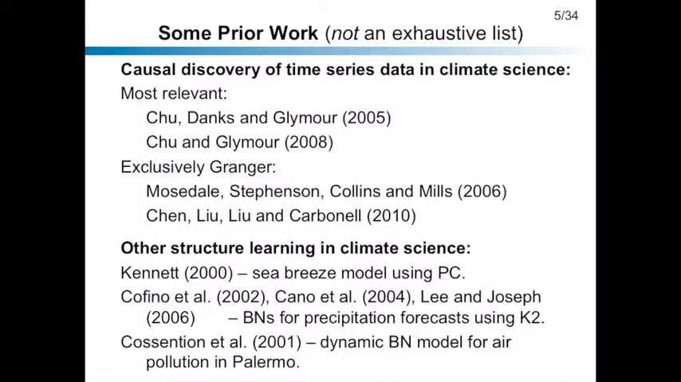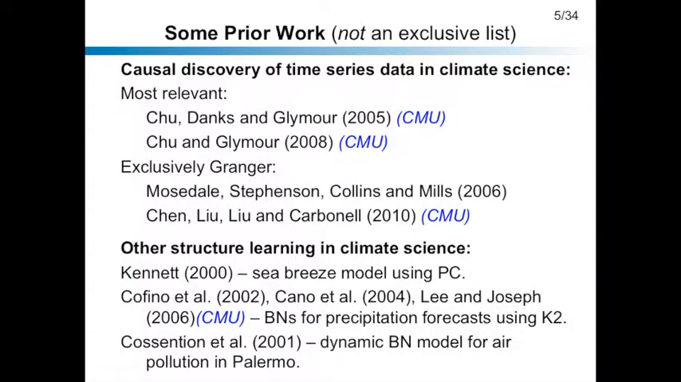OK, first, just quickly, some literature. The most relevant papers for my work are those two by Chu, Deng, and Glymour, and Chu and Glymour. Other people have used Granger approaches for time series and climate data. So it's two mainly. And there's been a lot of other structural learning in climate science using dynamic or static Bayesian networks. Most of those have been more trying to predict things, not so much for causal modeling. And after I put these 9 papers on here, I just took account of how many of those actually come from CMU. It turns out 4 out of 9 actually come from here. So clearly a lot is happening right here.